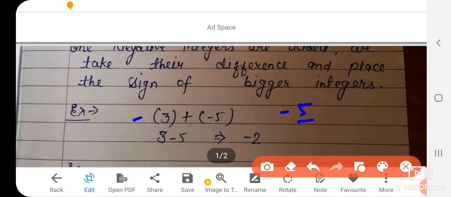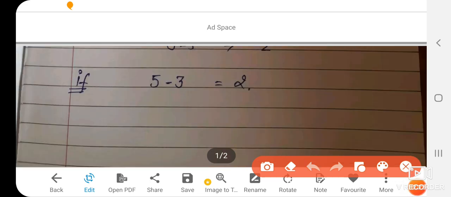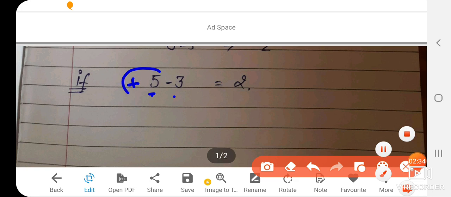When we add -5 and +3, which number is bigger? 5 is bigger. So firstly we have to take the difference. That means 5 minus 3 is 2. And we have to put the sign of minus, because the bigger number has the minus sign. That's why the answer is -2. And when we add 5 and -3, that means 5 is positive and -3 is negative. So the answer is positive, because the positive integer is 5 and 5 is bigger than -3.